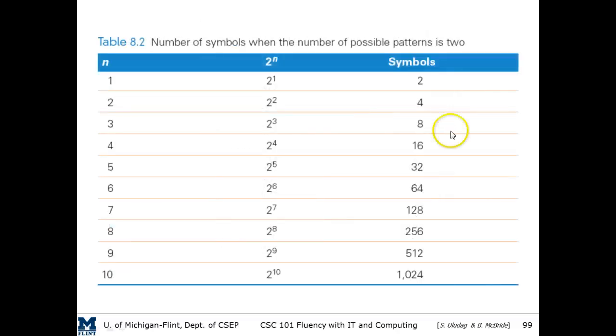The basic rule is that a sequence of n bits will allow you to represent 2 to the n symbols. For example, a sequence of 4 binary bits, or 2 to the 4th, will allow you to represent up to 16 different symbols. If we have 7 binary bits, that's 2 to the 7th, and that allows us to represent up to 128 different symbols.